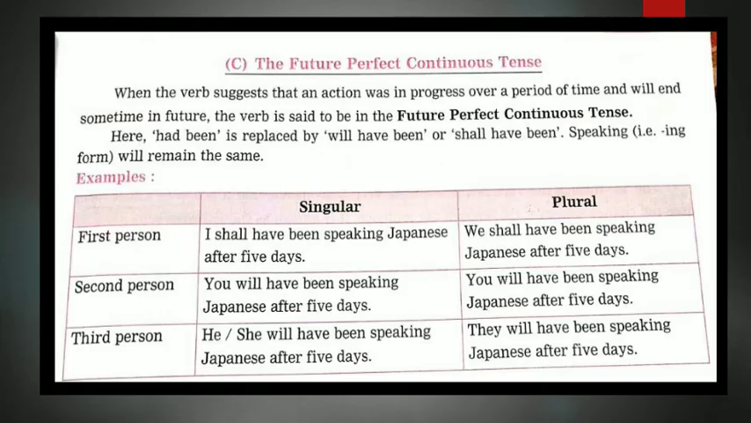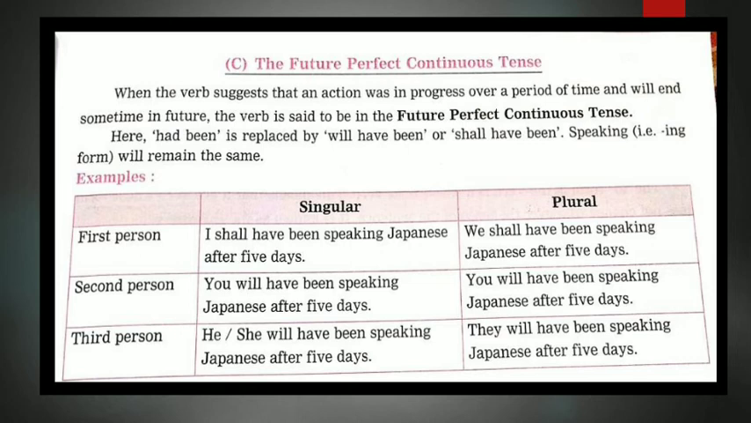Now coming to the future perfect continuous tense: when the verb suggests that an action was in progress over a period of time and will end sometime in the future, the verb is said to be in the future perfect continuous tense. Here had been is replaced by will have been or shall have been plus the ing form.